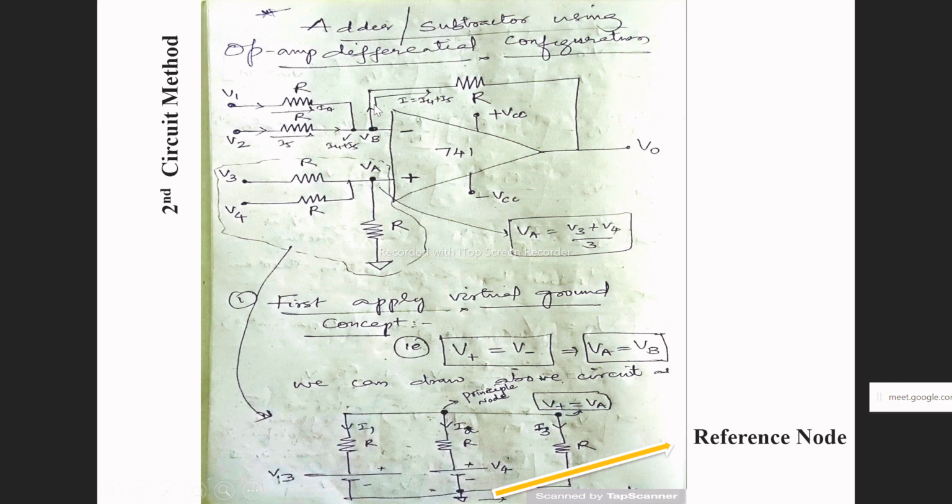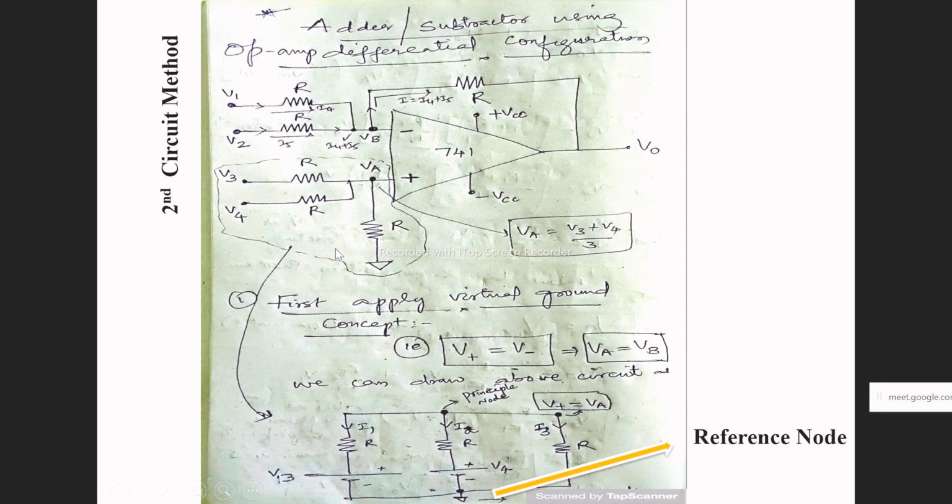Both are directly connected without any passive element. Whatever the voltage is present over here will be the same voltage here. So this node also will be equal to VA. That's why now V plus equals VA. Each branch will be having the currents which are flowing.